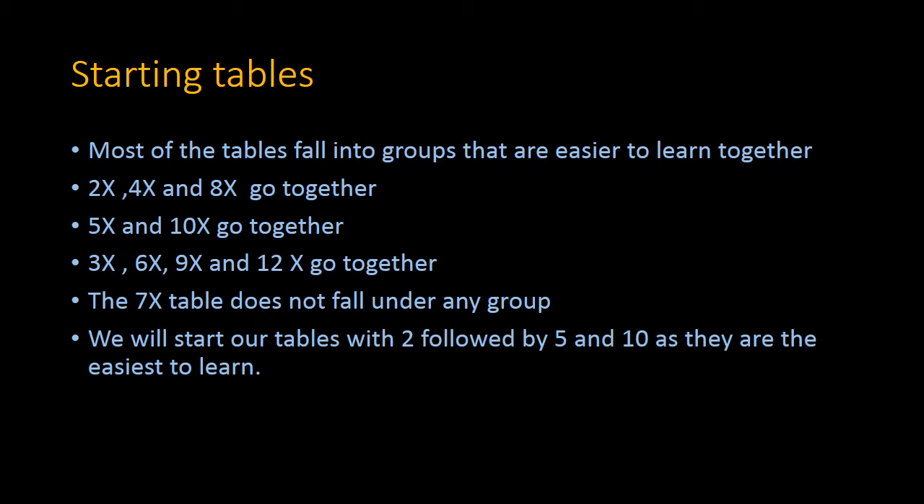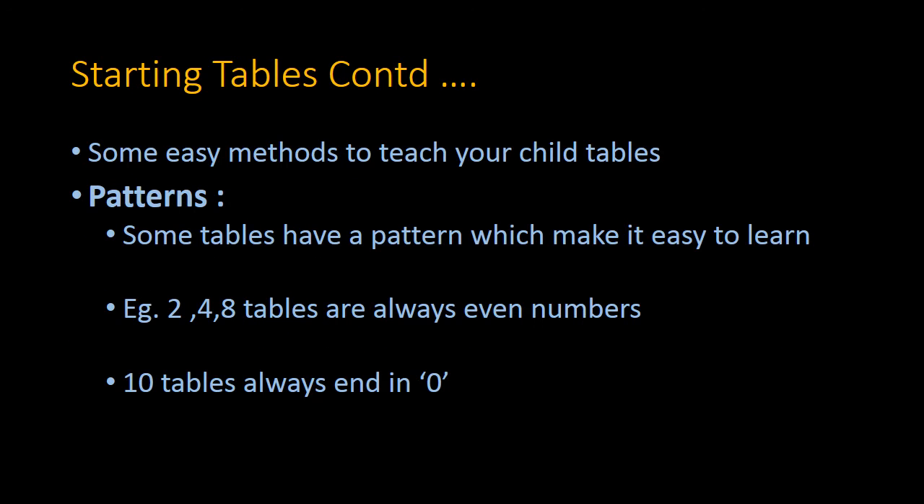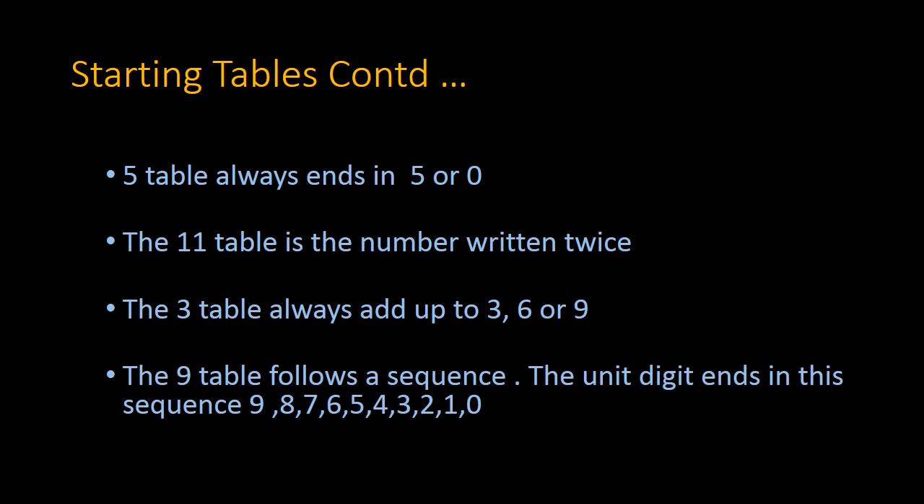Now we will start our tables from 2 followed by 5 and 10. So we will go according to the group rather than going in a sequence. One more thing that you will notice in these tables is they follow a certain pattern. Like table of 2, 4, 8, they'll always end in an even number. Table of tens always ends in 5 or 0. 11 is the number written twice. Still 11 times 9, it's just the number written twice. The 3 table will always add up to 3, 6 or 9.